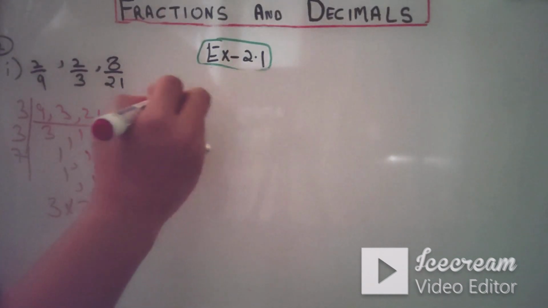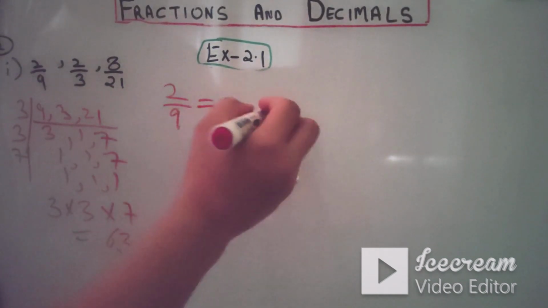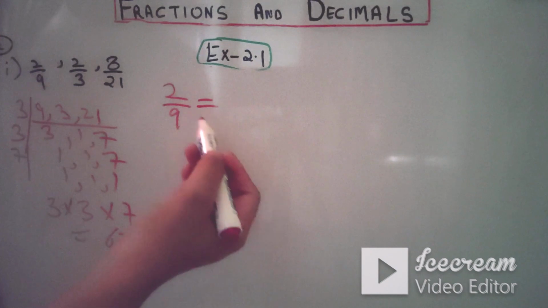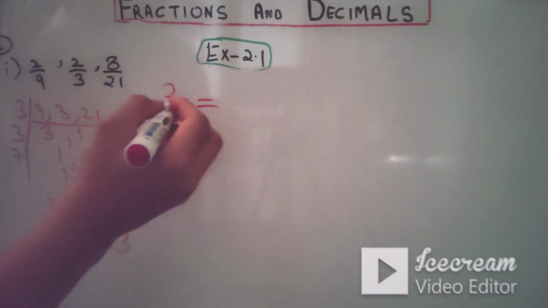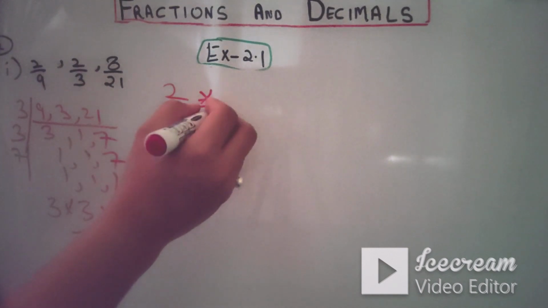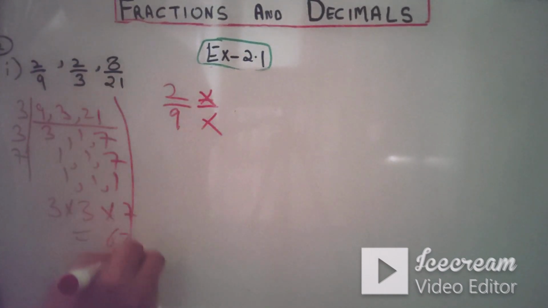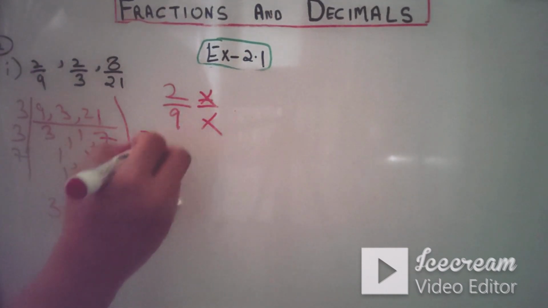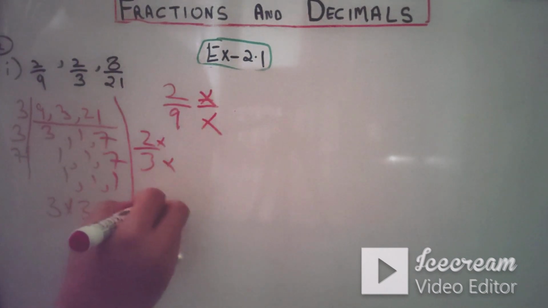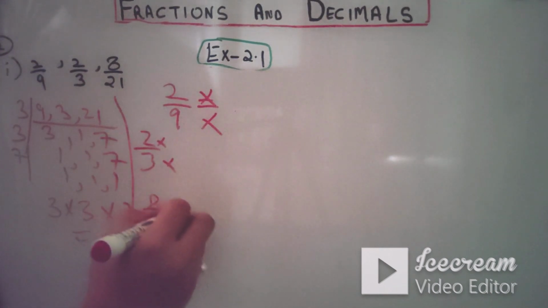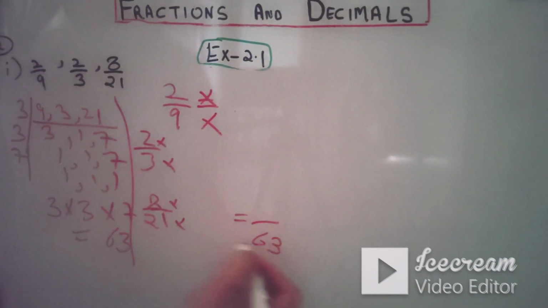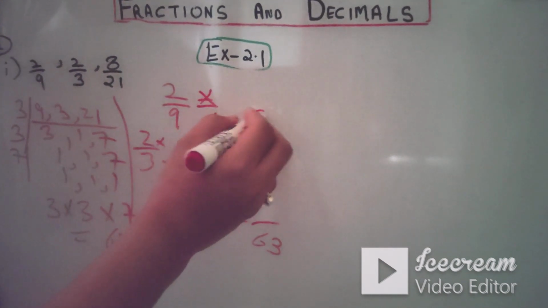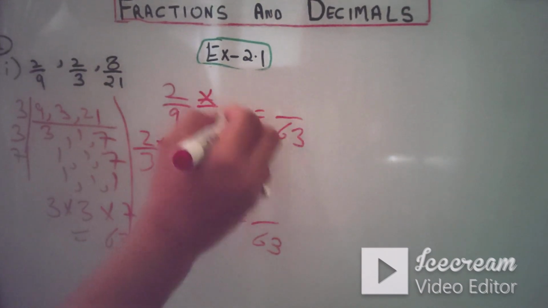So now we will make all these fractions with the same denominator, 63. So how will we make this 2 by 9 into 63? We will multiply it by something. Then 2 by 3 also we will multiply by something, then 8 by 21. Same case we will do here. We have to get 63 here. Okay, similarly 63 here. So we will multiply it by 7.